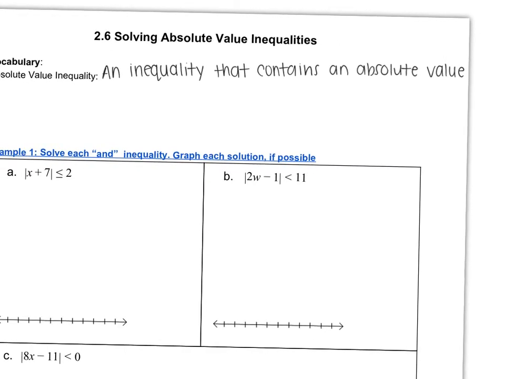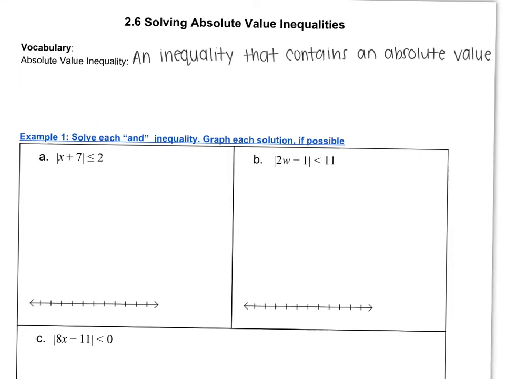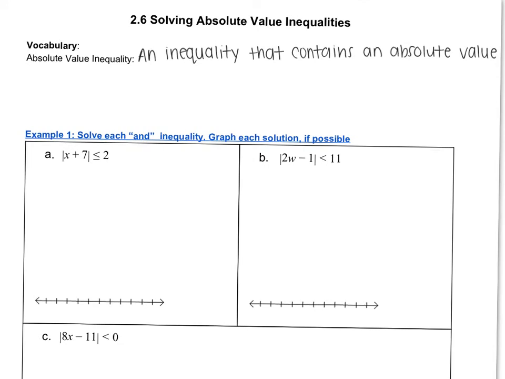So an absolute value inequality is an inequality that contains an absolute value. We actually have two different types of absolute value inequalities, okay? And this is going to kind of relate to what we learned in 2.5 with compound inequalities. We could have and inequalities or or inequalities, okay? We learned and or compound inequalities.